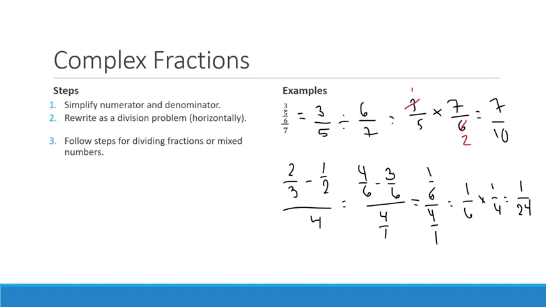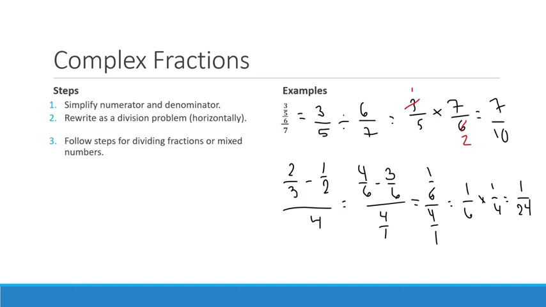In this first example, we have 3/5 as the numerator and 6/7 as the denominator. We can read this as a division problem. So 3/5 divided by 6/7. And we already know how to divide. We flip that second one, change to multiplication, simplify if you can, and then multiply across. In this case, 3/5 times 7/6 can be simplified, and when we multiply, we get 7/10.